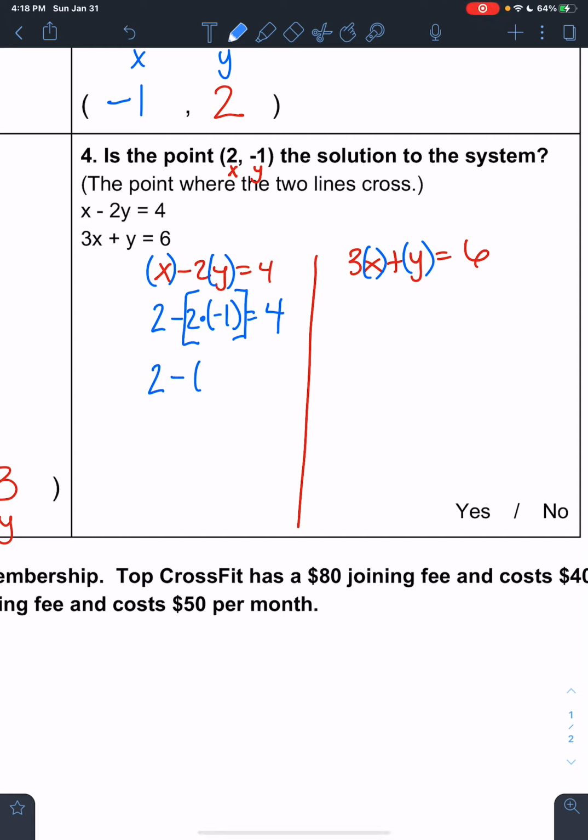Since it doesn't satisfy this equation, we know that it's false. And since the point is not on both lines, then it is not the solution of the system. It is not the place where the two lines cross.